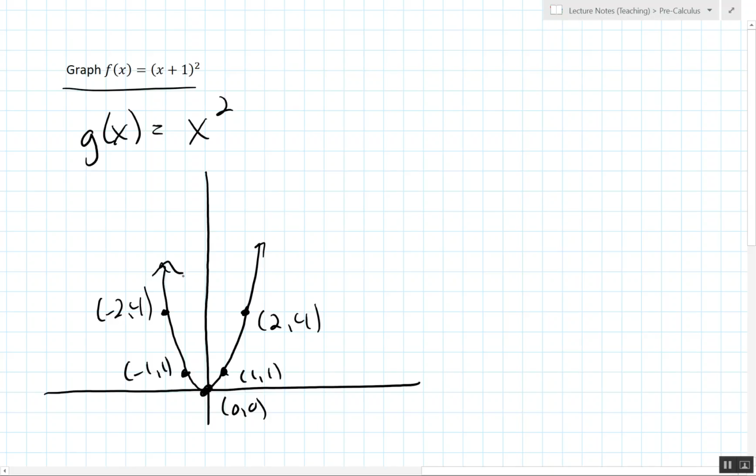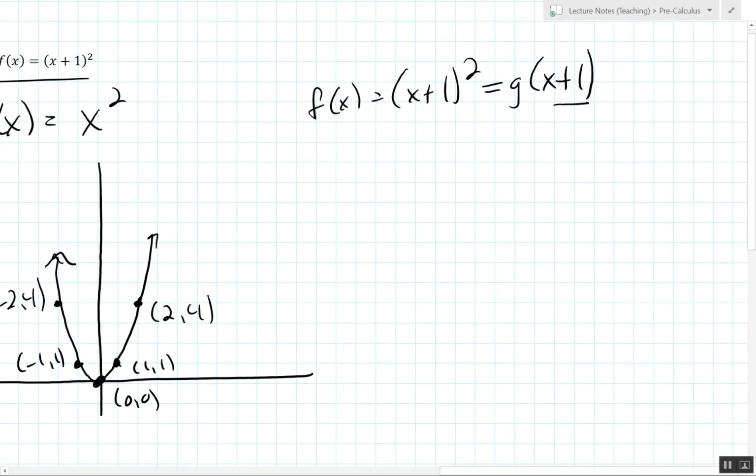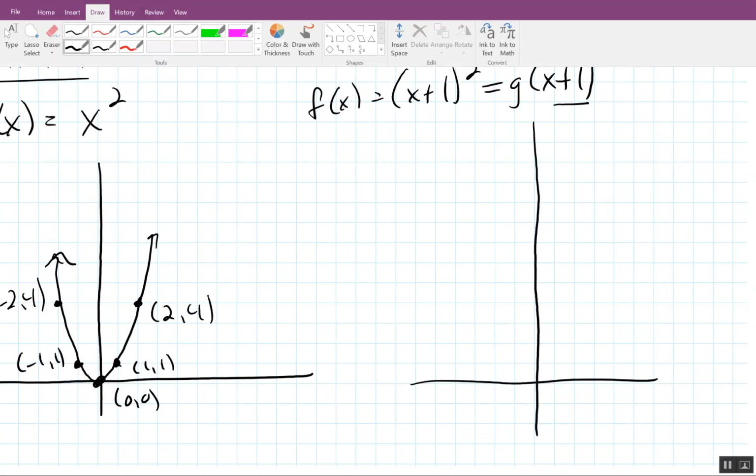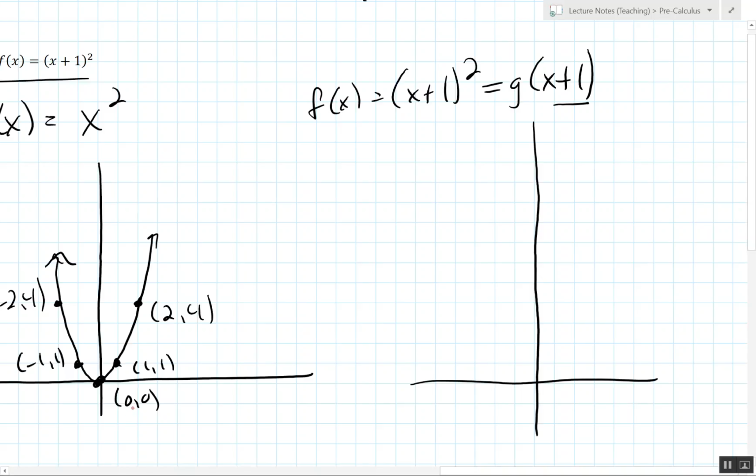There we go. So now we want to look at f of x, which is x plus 1 all squared, which we notice is g of x plus 1. So we are going to subtract 1 from all the x coordinates. So let's draw the first and second quadrants again, and this time we are going to subtract 1 from each of the x coordinates. So here, if we subtract 1, we'll be at negative 1, 0.